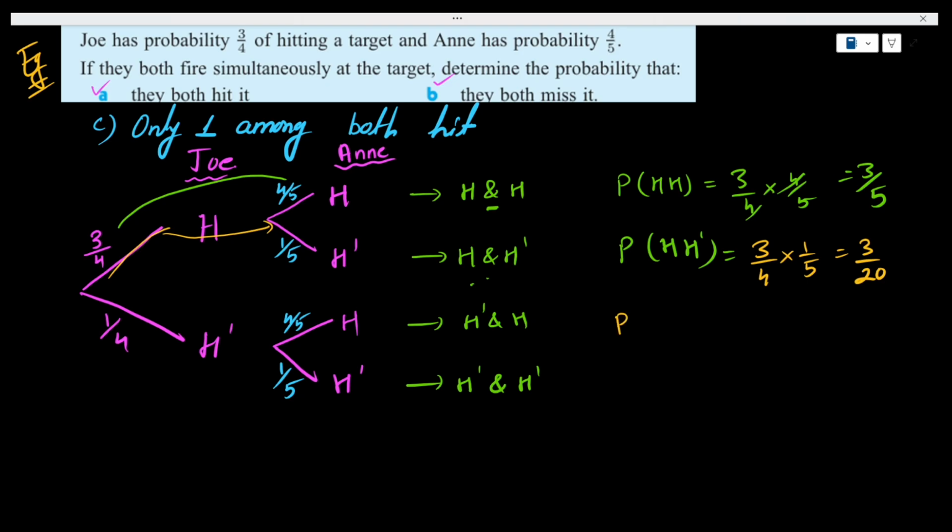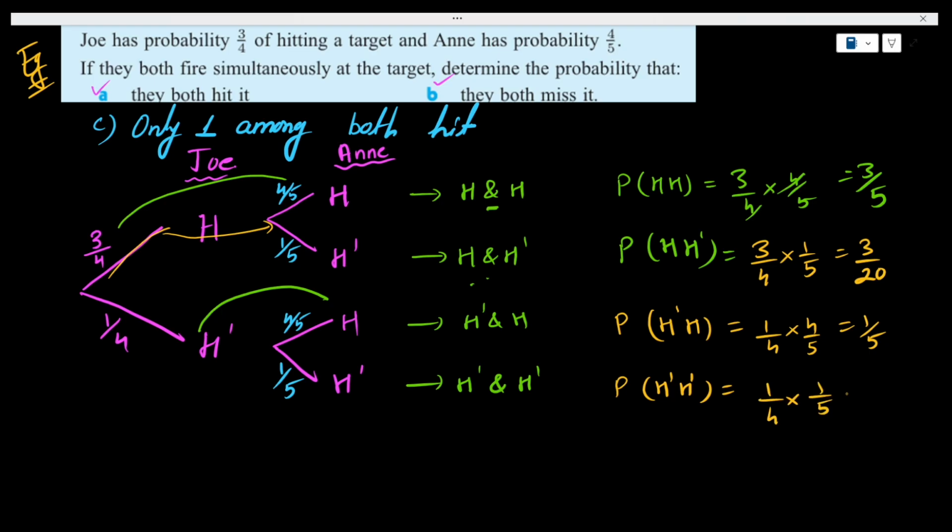Now again, the probability of not hitting by Joe and hitting by Annie. So I'll be going like this, not hitting and then hitting. So not hitting, what is the probability? If you see, 1 by 4, and hitting is 4 by 5, that is 1 by 5. And here the probability of both not hitting, Joe and Annie both, is going to be 1 by 4 times 1 by 5, which is 1 by 20. You can see this, right?